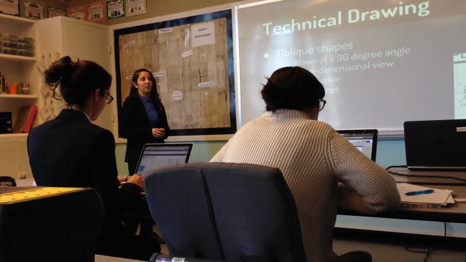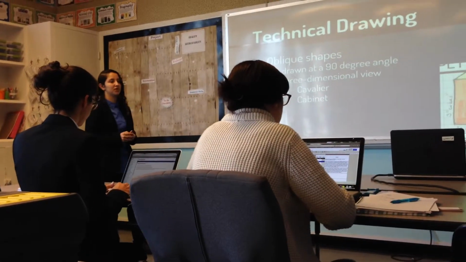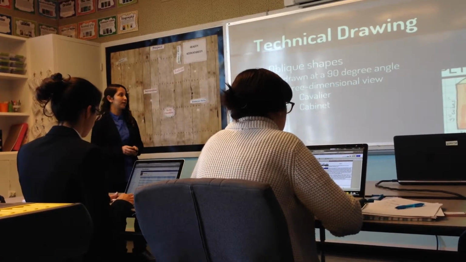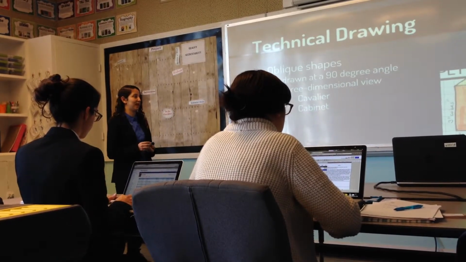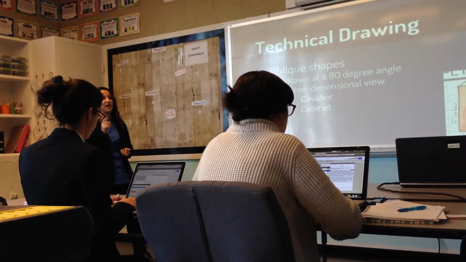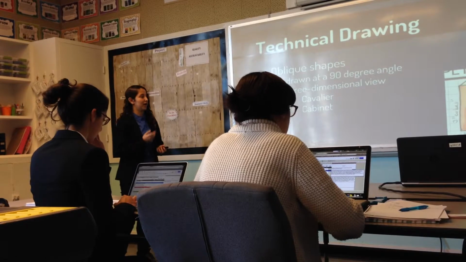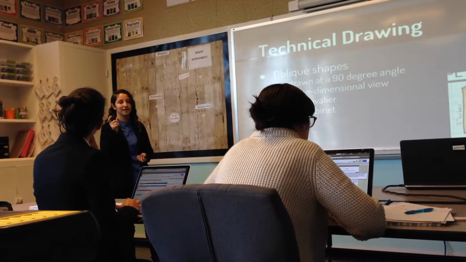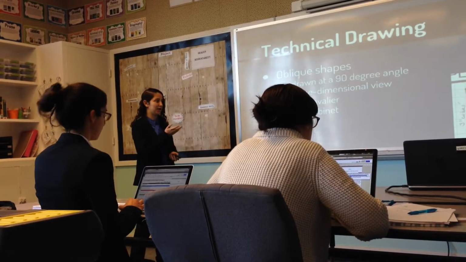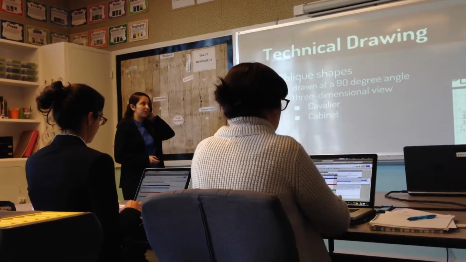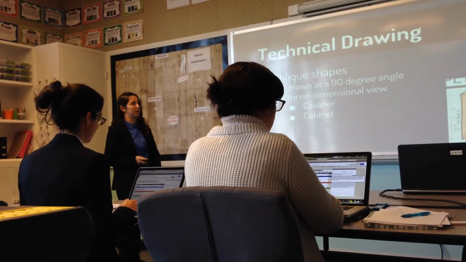First, I'll talk about oblique shapes. Oblique shapes are usually drawn at a 90-degree angle and contain a three-dimensional view. There are two types of oblique shapes. There's a cavalier shape and a cabinet shape. A cavalier shape is a shape that extends back at its full length. However, a cabinet shape is the exact same shape that extends back at half its length while still maintaining the actual form of the original shape. An example of oblique shapes would be the ones that are found in my engineering notebook, as you can see here.